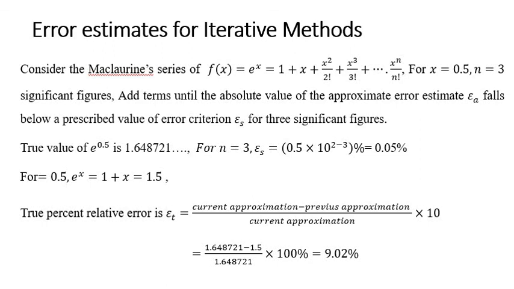So for x equal to 0.5, e raised to x equal to 1 plus x, that is 1.5. So the true percentage relative error is epsilon t equal to current approximation minus previous approximation divided by current approximation into 100 percentage. So we get 9.02 percentage.